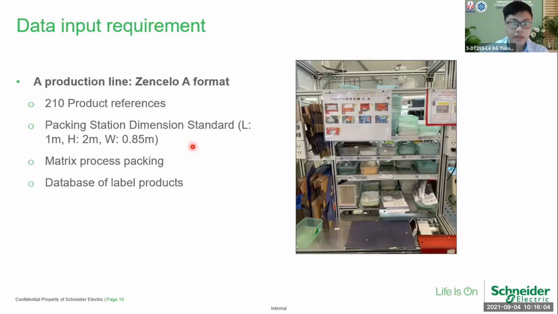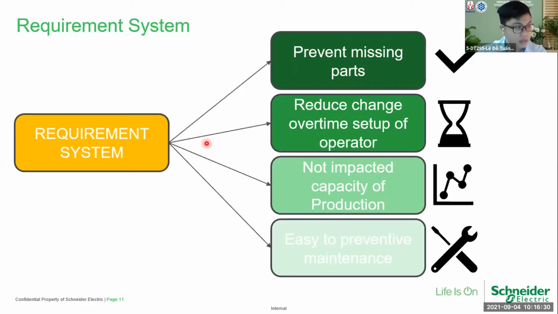And we have the input requirements from the company. We want a Zensulo-A format production line, for the 210 group code, with a packing station of standard dimensions: 1 meter length, 2 meter height, and 0.85 meter width. We also need the packaging process of each product and the database label of each packaged product. Then we proposed the requirements for the system. The two main points, missing part and changeover time, should be avoided and reduced. Moreover, we want the system not to impact the capacity of production and to be easy for preventive maintenance.